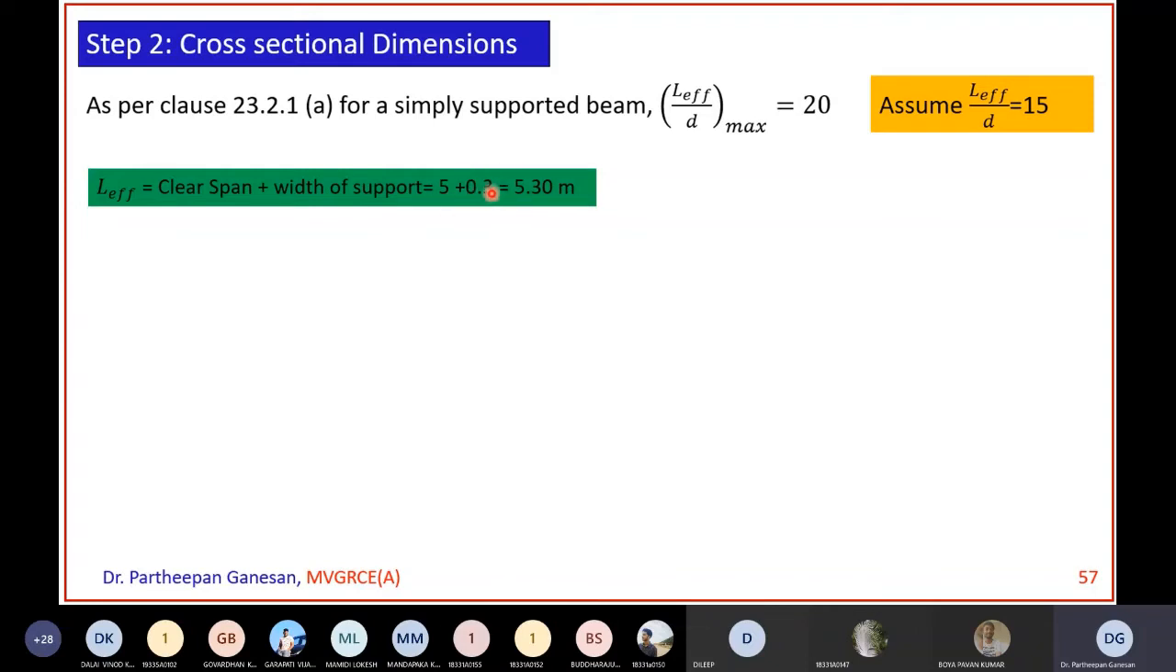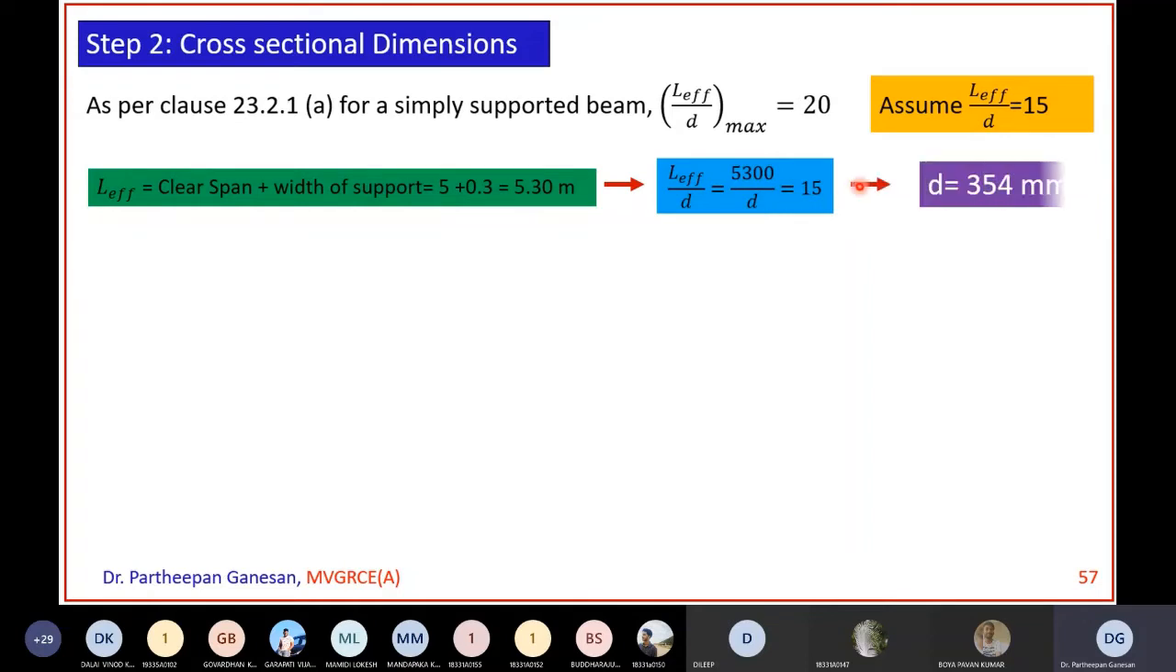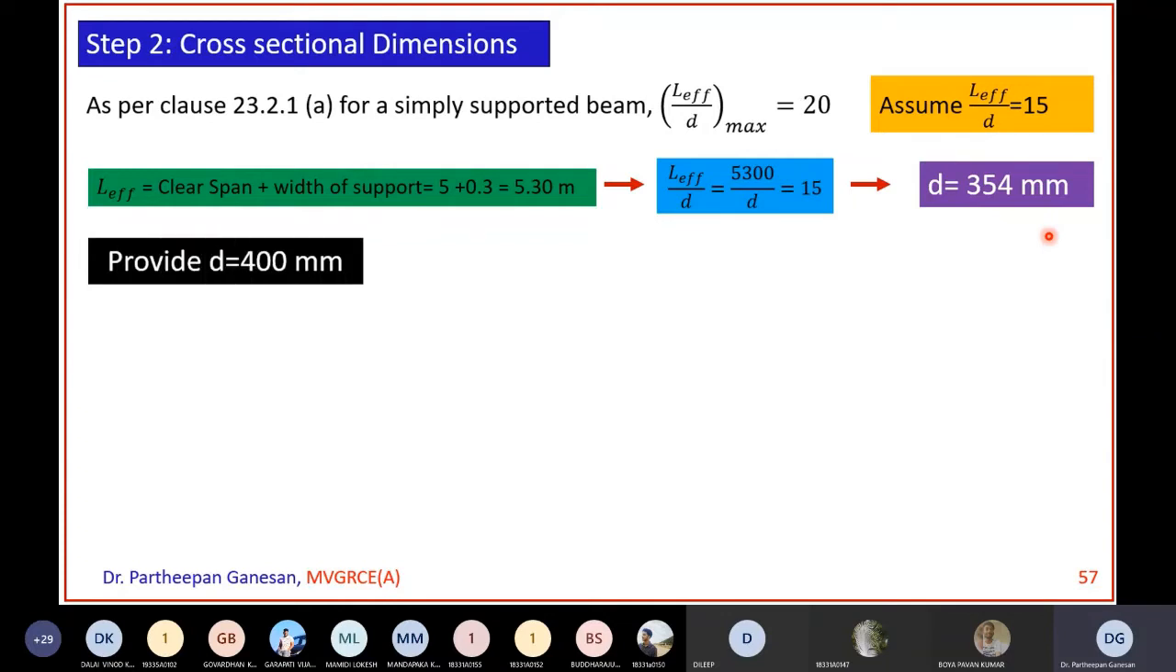So 5 plus 0.3, 5.3 meter is the effective span. Now using that I am going to find out what is my D value. So L effective by D is equal to 5300 by D is equal to 15. So if you put 15 here, you will get D as 354 millimeters. Okay, so for the safer side, I have made D as 400 mm. So if I put 400 mm here, 5300 by 400, obviously this will be much less than 15.